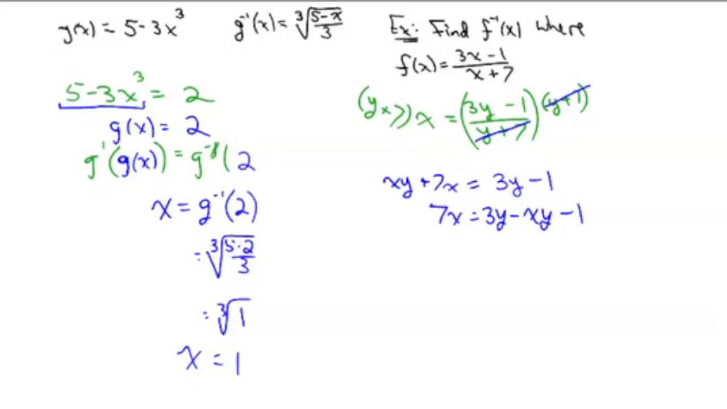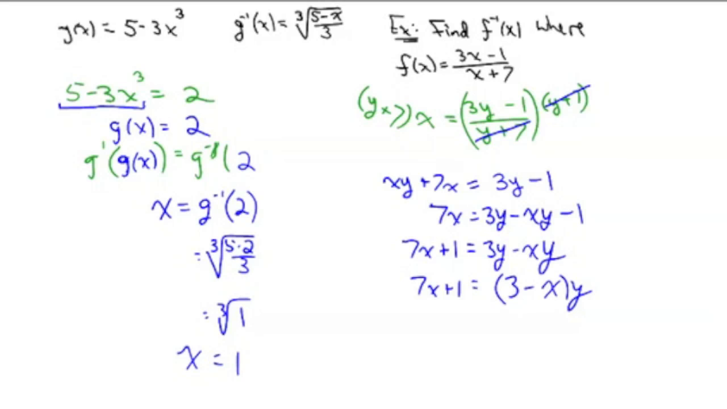Move the 1. So get the 1 away from the y's, so you get 7x plus 1 is equal to 3y minus xy. Factor. Factor what? Like y. Oh, yeah, they have a common factor, don't they? Y. So you get 7x plus 1 is equal to, kick out the y, what's left behind? 3 minus x.